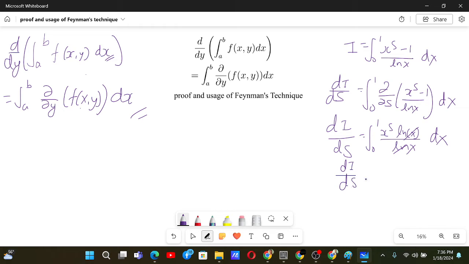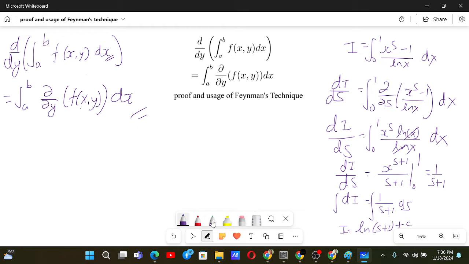dI by ds will be x to the power s plus 1 by s plus 1 from 0 to 1. At 1 this is 1 by s plus 1, at 0 this is 0, so dI will be 1 by s plus 1 times ds. If you integrate this, you will have I equals ln of s plus 1 plus c. Now to find the c, we will need the integral.